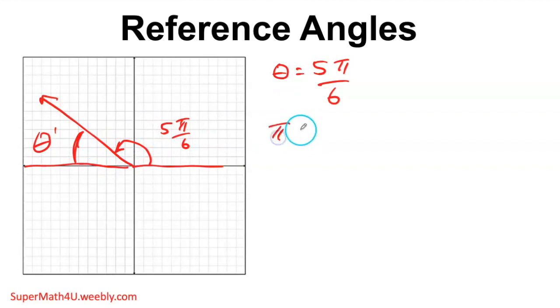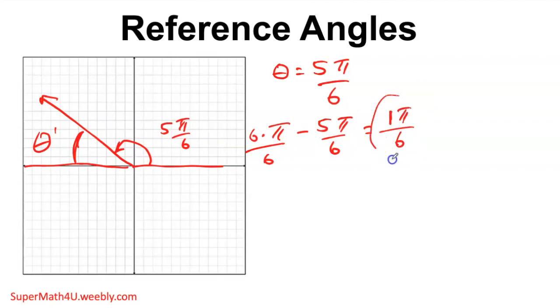What I do is take pi and subtract 5 pi over 6. Because my denominator is 6, I need to turn this pi into sixths, times 6 over 6, so it's 6 pi over 6. Once I have the same denominator, I keep the denominator and subtract the tops. 6 minus 5 gives me 1 pi. So that means my reference angle is pi over 6.